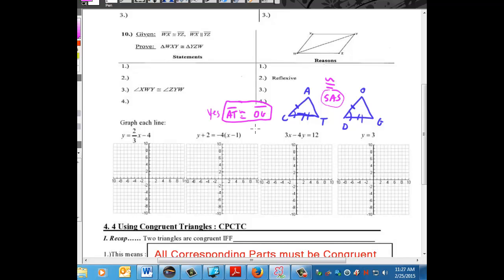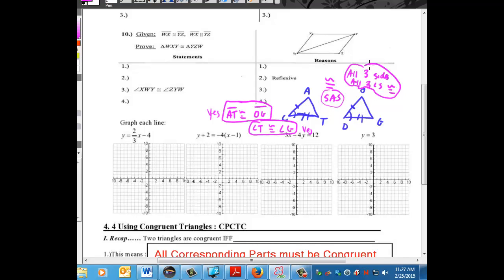Now let's say I ask you about angle T congruent to angle G. Are these two angles each congruent? It's not marked. However, yes, these two angles are the same. The reason why we know is that we just proved that these two triangles are congruent by side angle side. That means all three sides and all three angles are each congruent. And so that means that AT is congruent to OG and angle T is congruent to angle G.